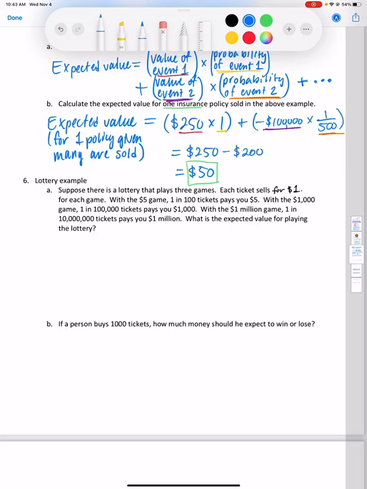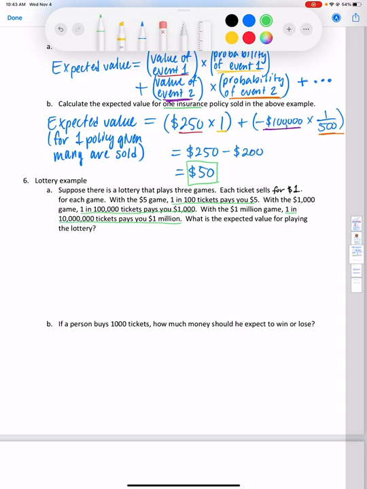In this next example, we're going to look at a lottery. Suppose there's a lottery that plays 3 games. Each ticket for all 3 of the games will sell for $1. It could be a $5 game, where 1 in 100 tickets pays you $5. There's a $1,000 game, where 1 in 1,000 tickets pays you $1,000. And there's a $1 million game, where 1 in 10 million tickets pays you $1 million. What is the expected value for playing this lottery?